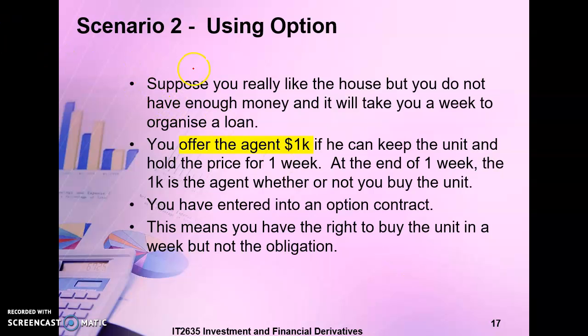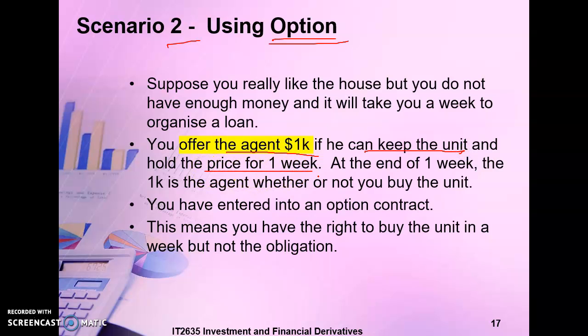Okay, another scenario, where we call options. You can actually get into another derivative, which is the option to purchase. In this case, again, you really like the house, but maybe you don't have enough money. You just want to check with the bank. You maybe need the bank to evaluate your loan, whether you are able to organize a loan to pay for the house, but you want to book first. So what you can do is offer the agent a deposit of $1,000, for example, to keep the unit for you for maybe a week.